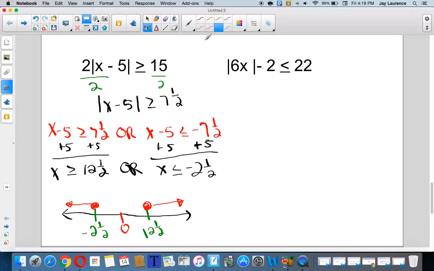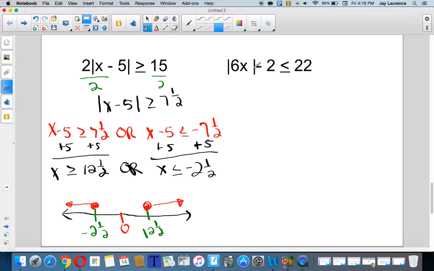All right, so you see that work. Now, if you go and test other numbers over here, like if you pick 20, well, 20 minus 5 is 15. Absolute value of 15 is 15. 15 times 2 is 30. And 30 is greater than or equal to 15, right? If you pick one over here, like negative 10, it'll work as well. I'll let you check that out.